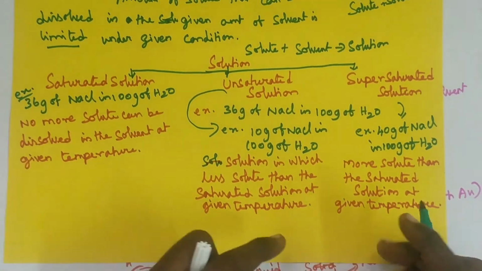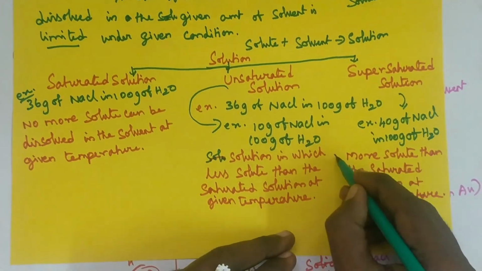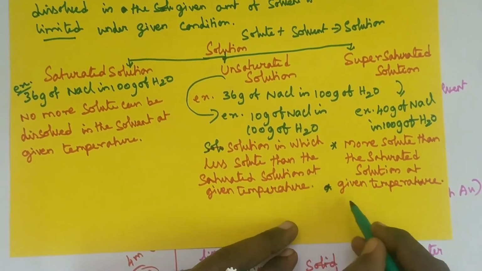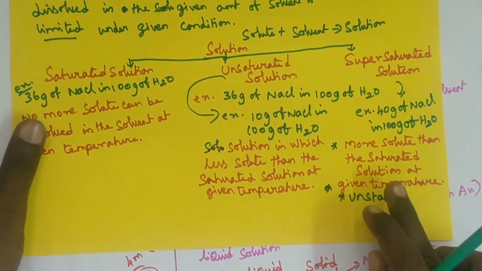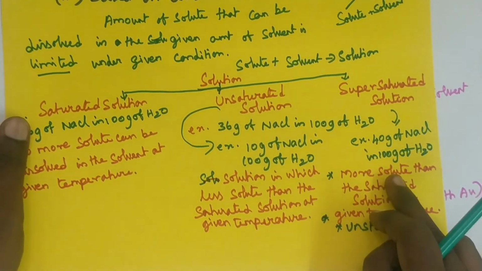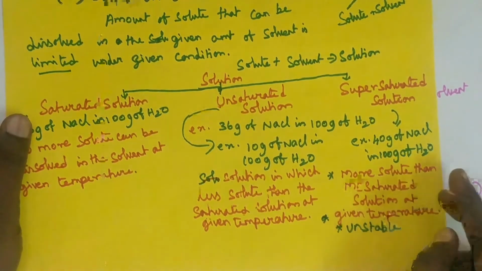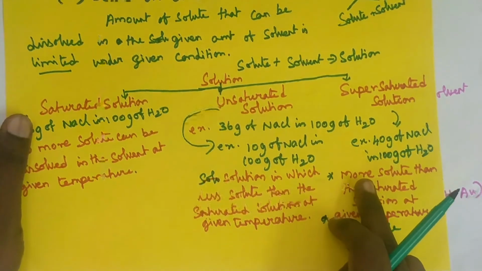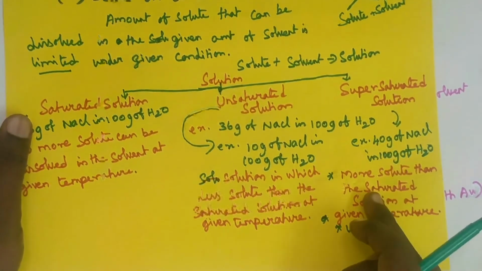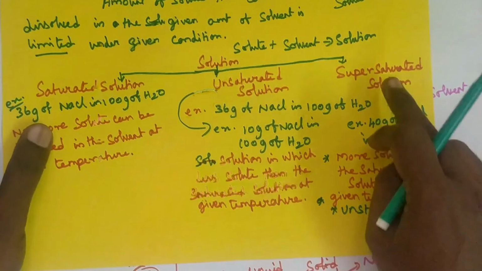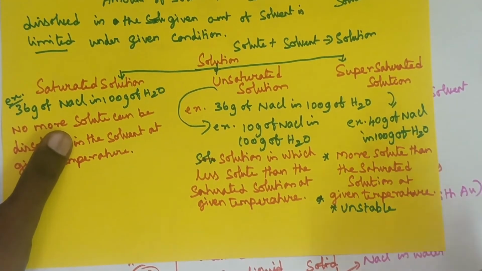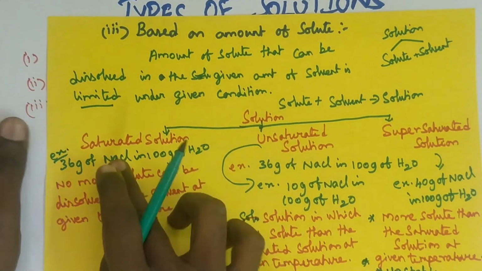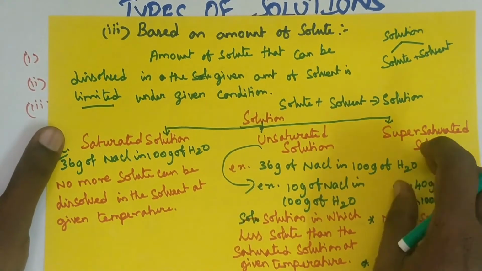Remember this definition. So this supersaturated solution is unstable. So it won't retain for long time. Immediately the solute is recrystallized. The solute present in the solution is recrystallized. So this supersaturated solution is unstable. It can be altered by any conditions of temperature and pressure. So these are about saturated, unsaturated, supersaturated.